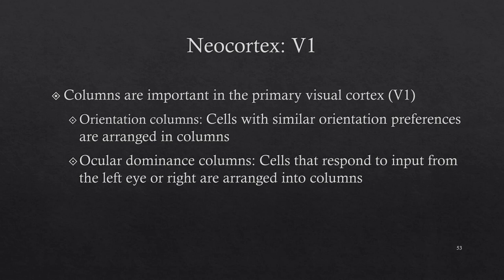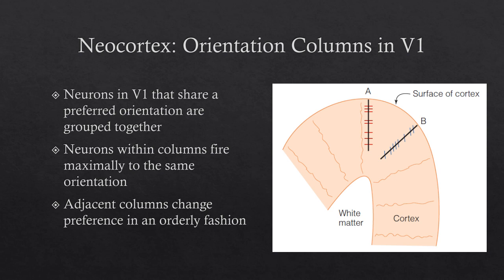So that's one type of column arrangement in the visual cortex, but there's also another. Columns in the visual cortex are organized according to orientation preference and also according to the eye that they respond to. These are called ocular dominance columns. Cells in these columns respond to input from the left eye or the right eye, and they're arranged into a column based on the eye that they prefer to respond to. That was just an overview of the two different column arrangements. So let's look at what orientation and ocular dominance columns look like in the primary visual cortex.